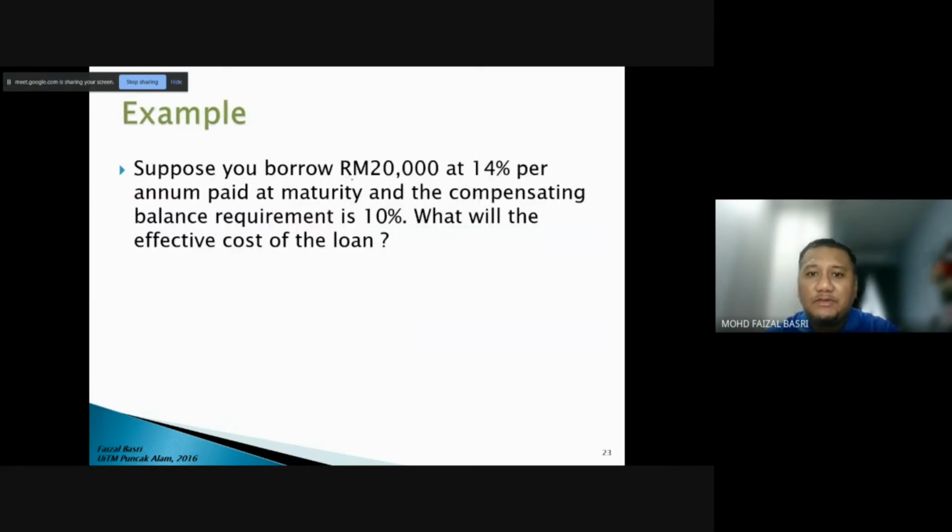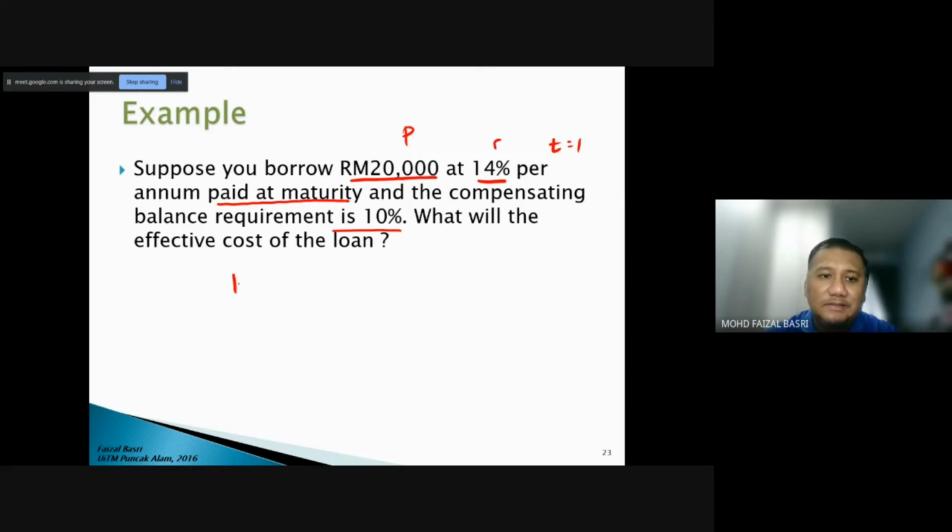Suppose you borrow 20,000 ringgit. So this is your principal, 20,000 ringgit at 14% interest. So this is your rate per annum, paid at maturity. Paid at maturity means this is not discount. This is on a collect basis, meaning we don't deduct our interest upfront. So imagine we borrow for 1 year, right? And CB is 10%, compensating balance 10%. What will be the effective rate?